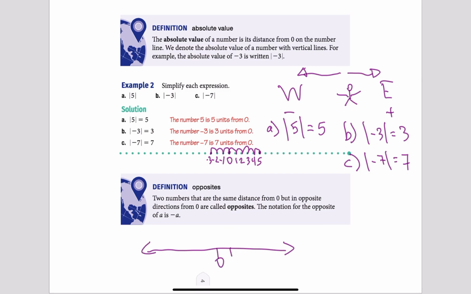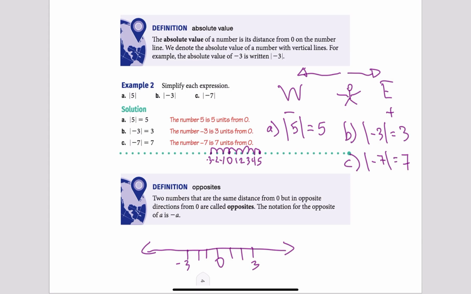Here's 0, here's 1, 2, 3. What is the opposite of 3? What number is exactly 3 units away from 0, but with the opposite sign? It has to be negative 3. So the opposite of 3 is negative 3.